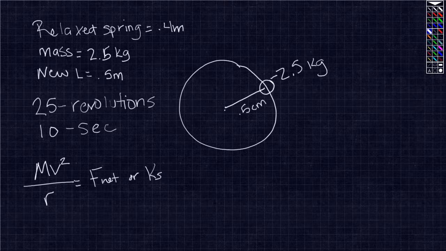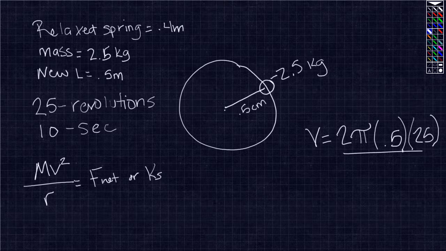So, in order to find V, we have to solve V equals 2 pi times how far it is from the center, which ours would be 0.5, times how many times it's rotated, divided by the amount of time it took, which is going to equal 7.85 meters per second.